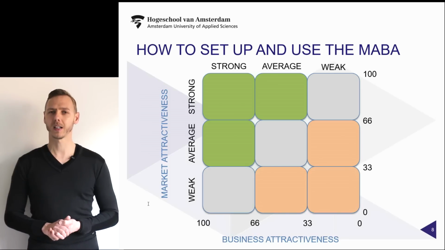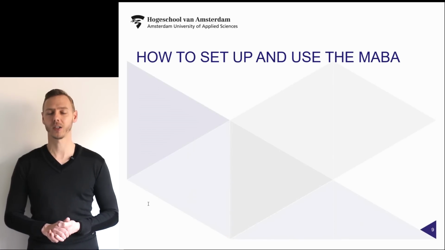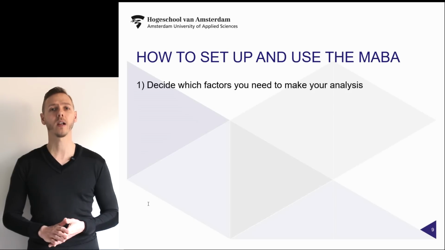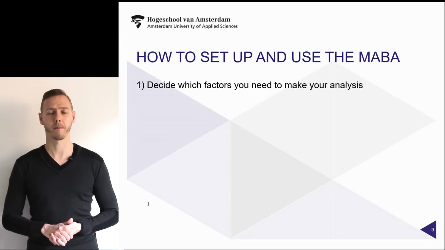Now the market attractiveness axis is a really external axis. For your market attractiveness axis, you can decide your own criteria. The same goes for your business attractiveness axis. The criteria depend on your business case. They depend on your specific product, market, or your specific business which you are in.